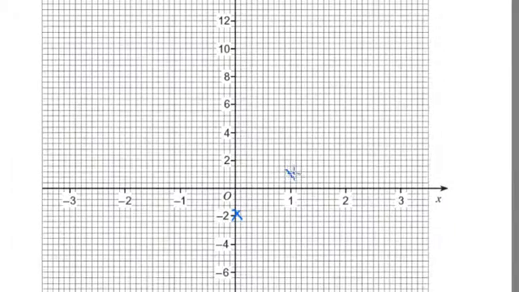So you just need to be really careful of the gradient here, because the scales are different, and they seem to do that a lot just to make you do it wrong, really. So again, if I go across another 1 square, that will then take me to 4. If I go across another 1 square, that will take me to 7.